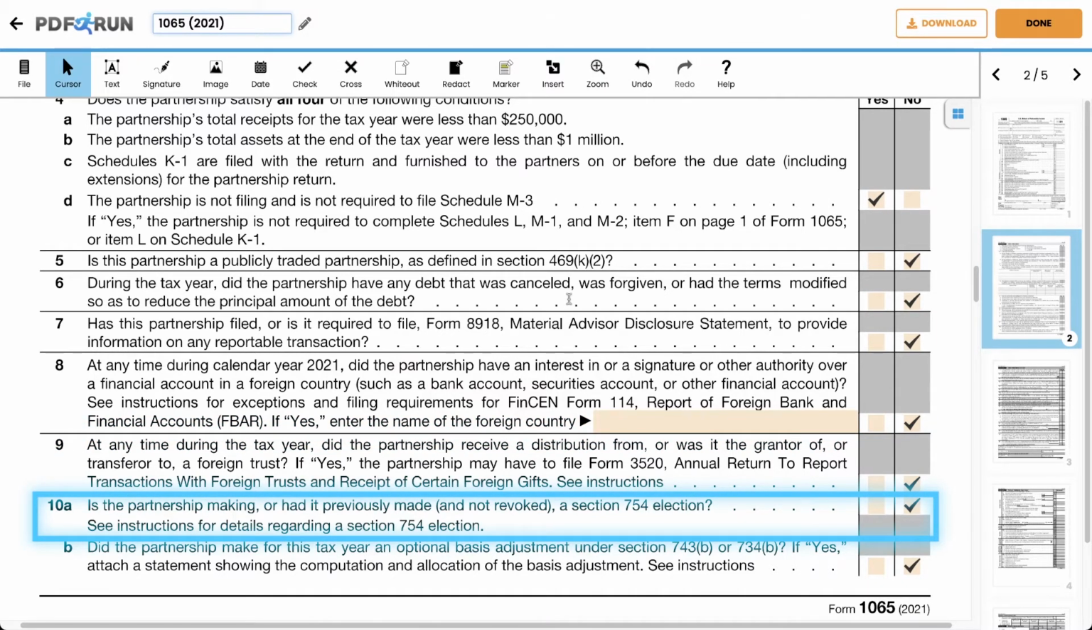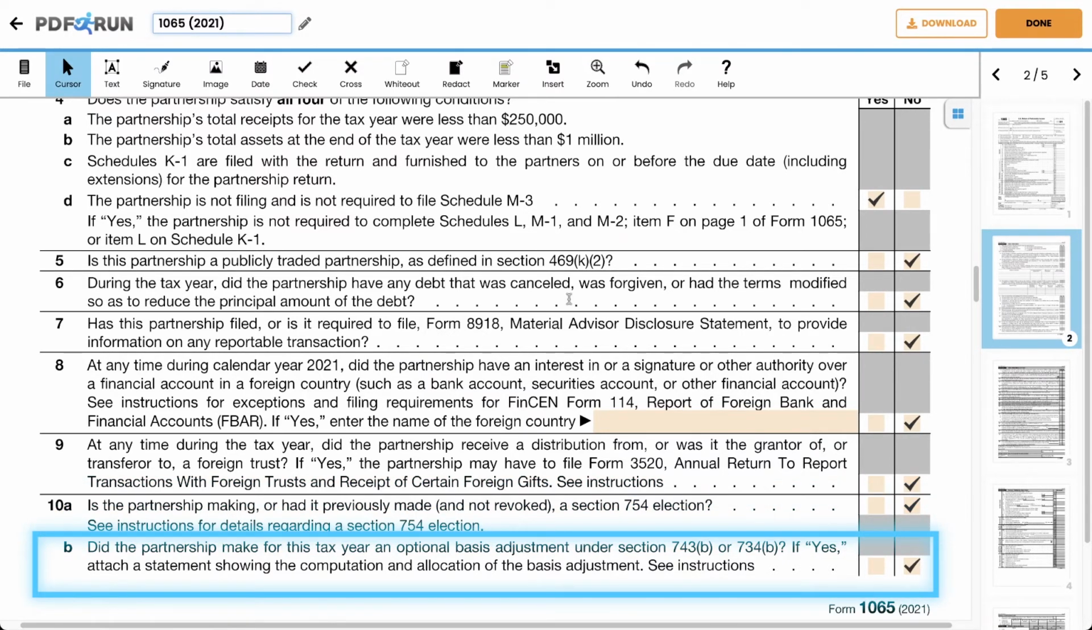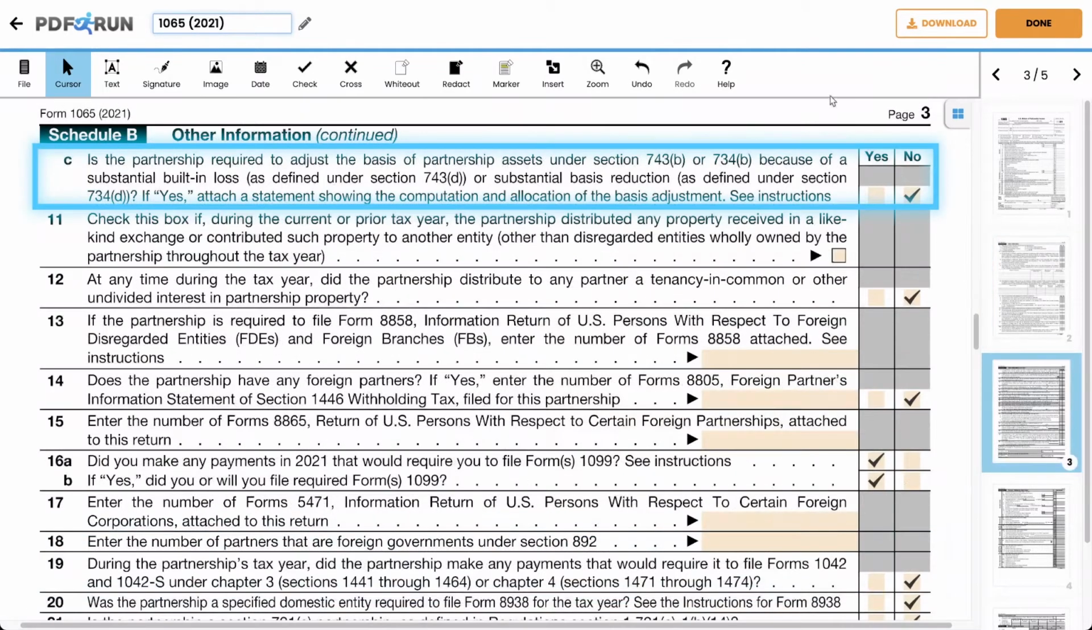Line 10A. If the partnership is making or has previously made, and did not revoke, a Section 754 election, check yes. Otherwise, check no. Line 10B. If the partnership made an optional basis adjustment under Section 743(b) or 734(b) during this tax year, check yes, and attach a statement showing the computation and allocation of said basis adjustment. Otherwise, check no.